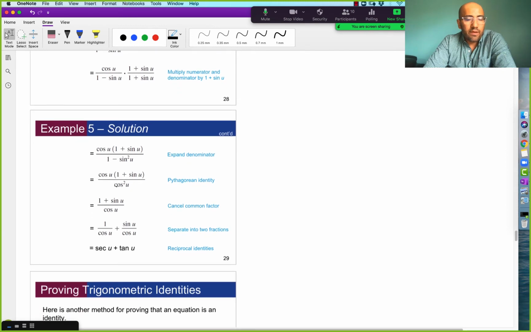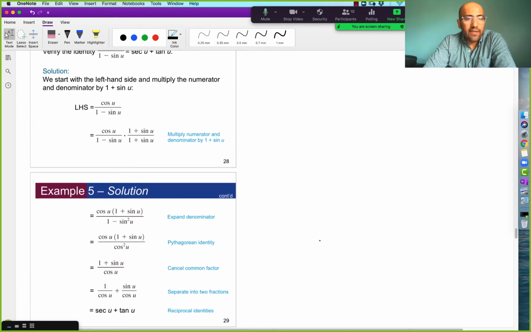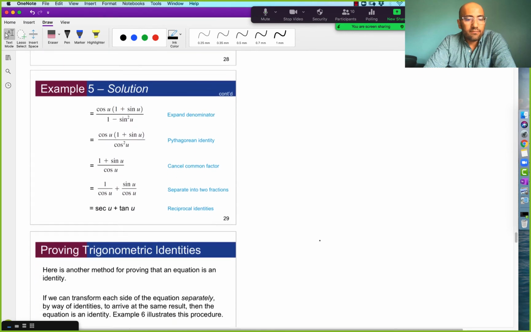Rewrite 1 minus sine squared u as cosine squared u. One of the cosines cancels. We separate this as 1 over cosine u, sine u over cosine u, and that gives you secant u plus tangent u. Good. So we end up with the left-hand side equals the right-hand side.